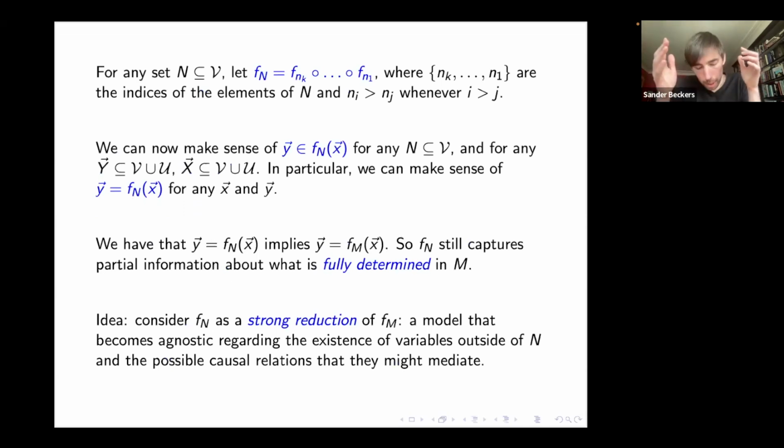So fm takes into account all the equations, so all the functions that were present in the model. But at the end of the day, it's a composition of all those functions. And so there's an obvious generalization you might want to consider. What if I leave out some of the functions in this composition? I should be able to do that and still make sense of it.